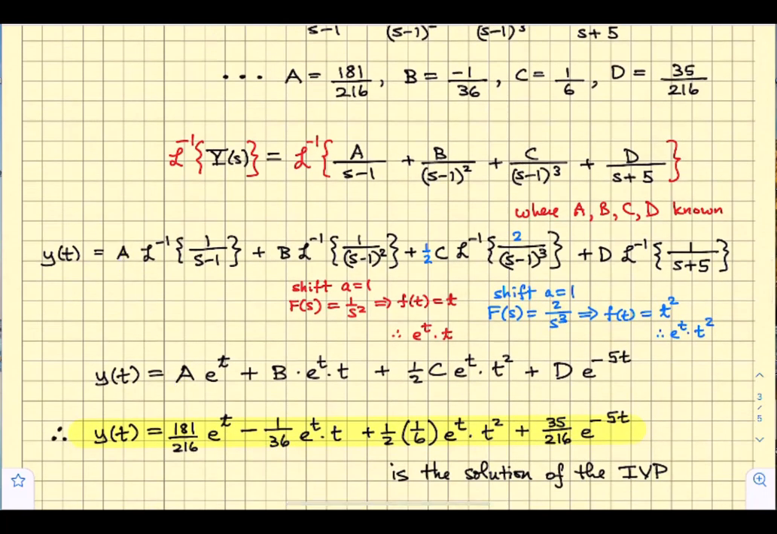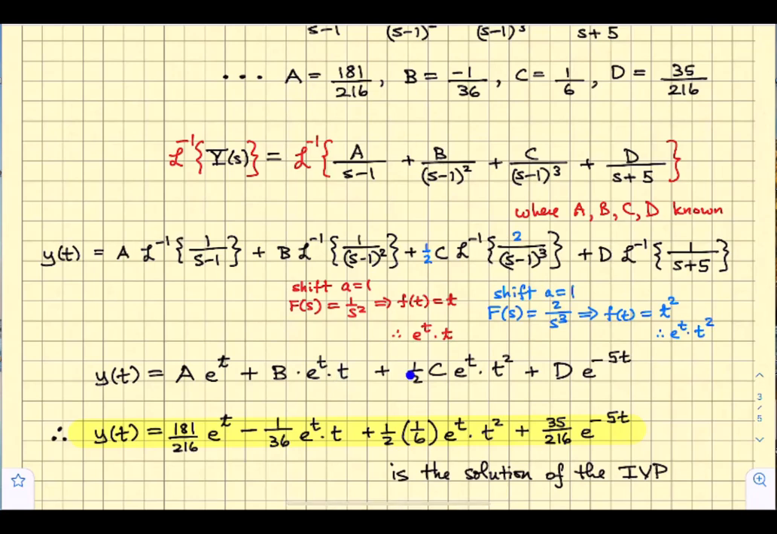This A remains. This inverse transforms back to e to the t. The B remains. This inverse transforms back to, remember, this is a shift in the s domain, and it's a shift of 1, so it's a multiplication by e to the t. You cover up your shift. This is a 1 over s squared. When you cover it up, that inverse transforms back to a t.